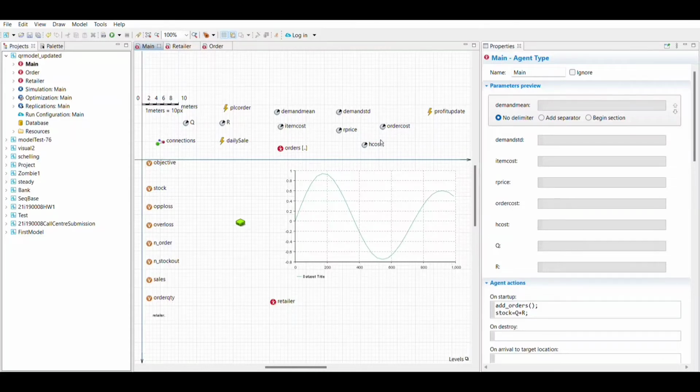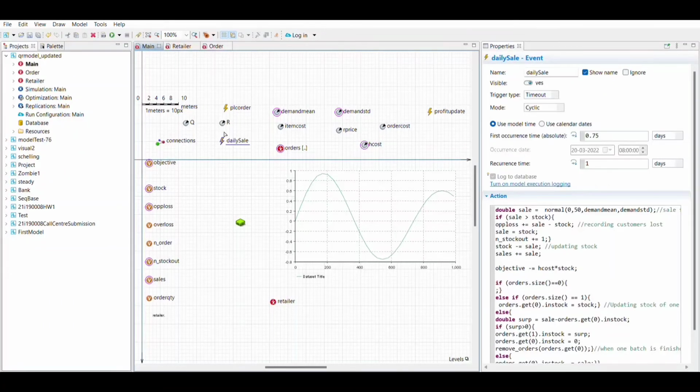These are the parameters which are used. For our objective function, we are considering the profit earned over the whole time period. We have also kept track of other important variables like stock, opportunity loss, overstocking loss, number of orders, etc. For our sales, we consider the sales are recorded at the end of each day according to the demand parameters.